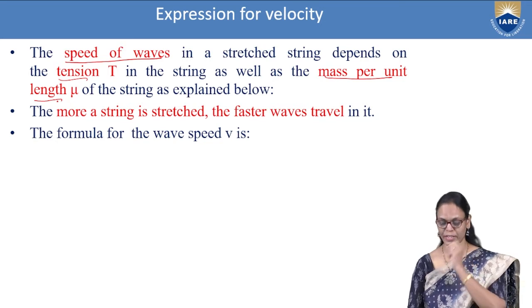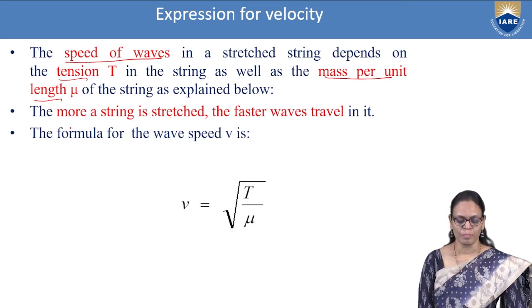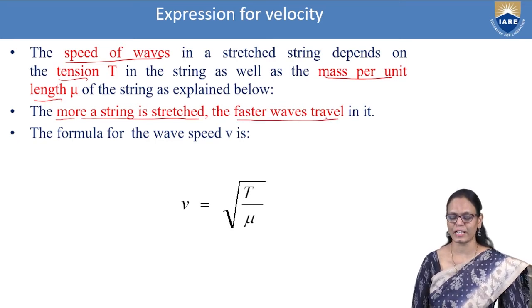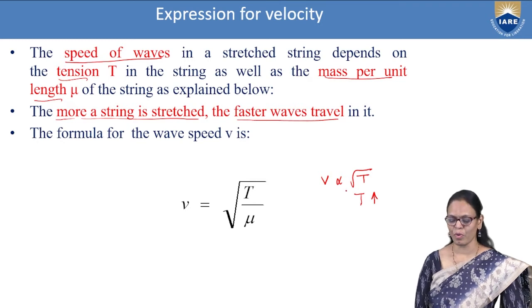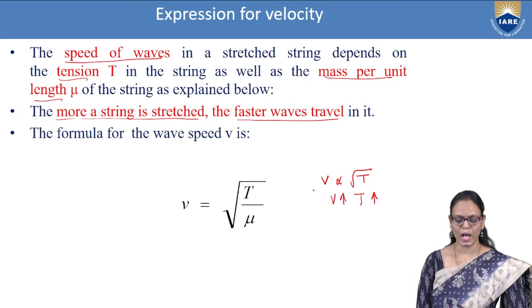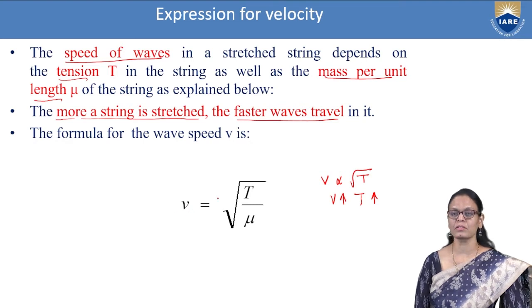And how do we explain it? The more the string is stretched, the faster the waves travel in it. That is the meaning, because we have v equal to under root T by mu. So I can say v is directly proportional to root T. As the tension increases, meaning more stretch in the string, the velocity is more. So as the string is stretched more, the waves will travel faster in it. And the formula is v equals under root T by mu.